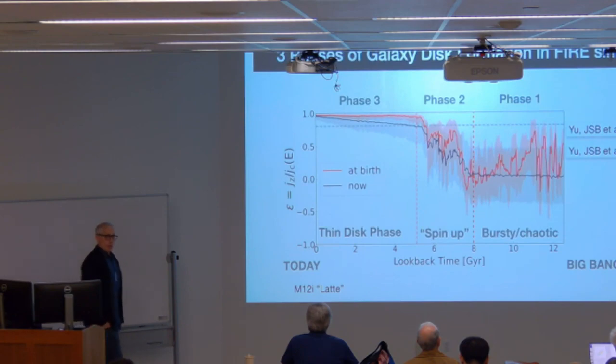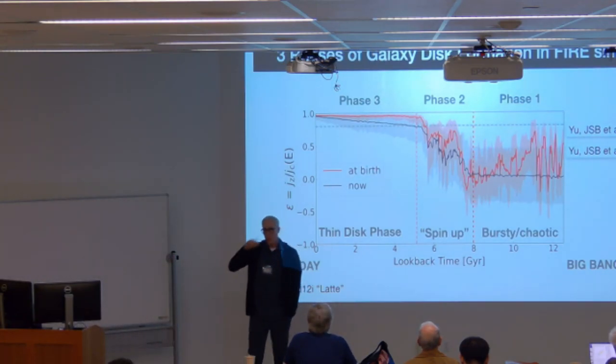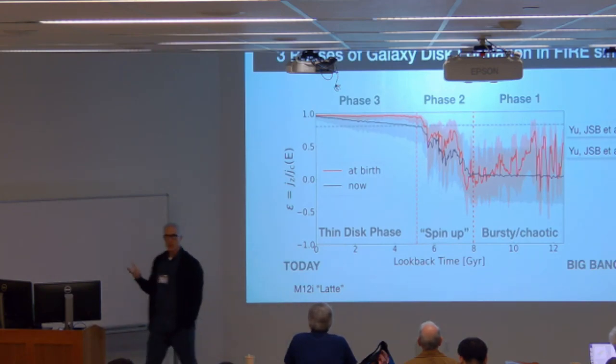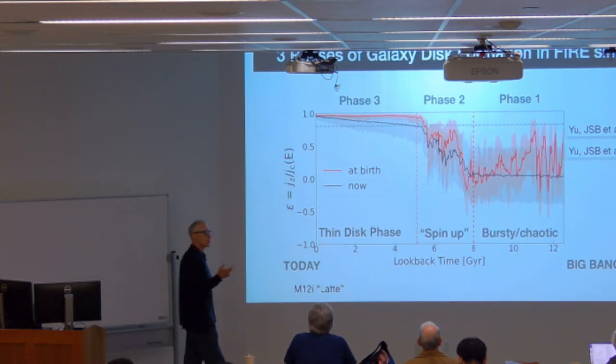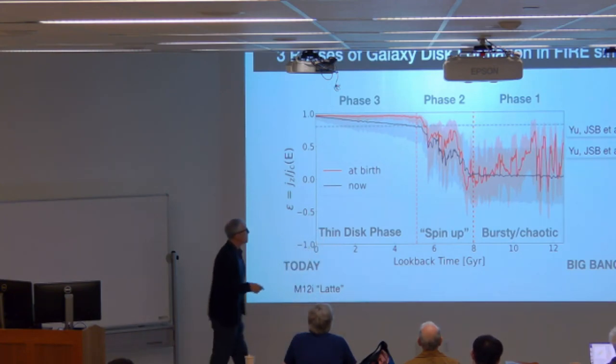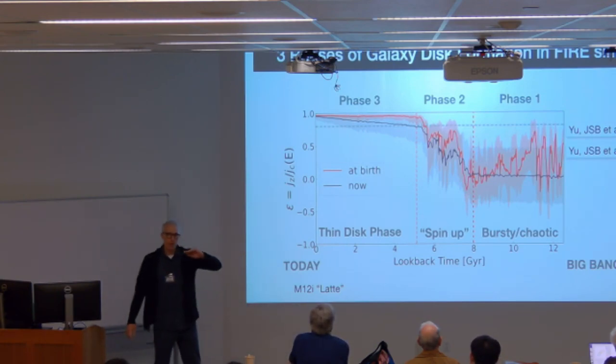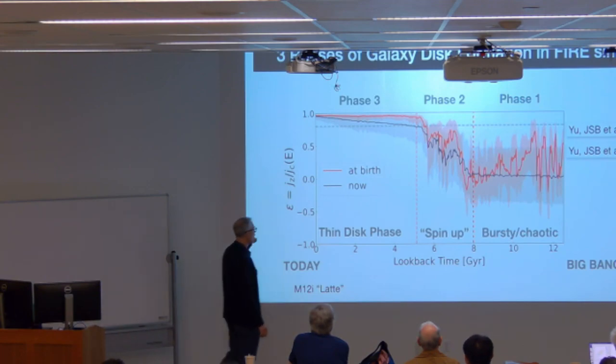This was particularly interesting to us because over the last few years we've been studying some of the disks that I was showing pictures of before, and it looks like there are these phases in a lot of the simulations, and a lot of the FIRE simulations. In particular, this is a figure that Anna Yu made, and what's plotted here in red is the circularities of stars at birth as a function of look-back time.